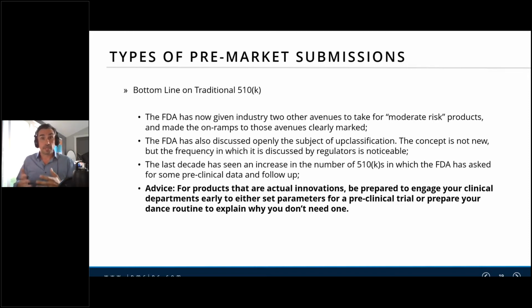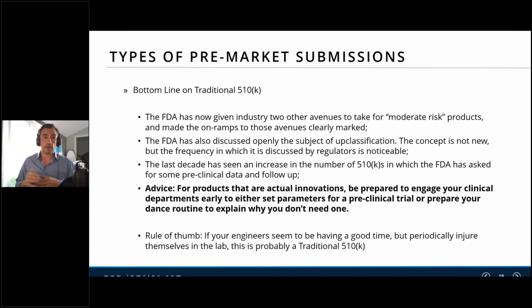For products that are actual innovations, okay, so there's that word again, right? Be prepared to engage your clinical departments early to either set parameters for a preclinical trial or prepare your dance routine to explain why you don't need one. This is a direct answer that you're going to need to questions that are absolutely going to be asked.